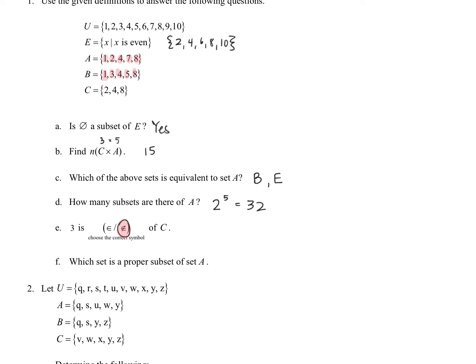And part F, which set is a proper subset of A? That means it has to have all of the same elements but fewer elements. Well, we already know E and B both have the same number of elements, so that cannot be a proper subset because proper subsets have to have fewer elements. And then U can't be it, so the only possibility is C. Then we just need to ensure that everything in set C is also in set A. So 2 is also in set A, 4 is also in set A, and 8 is also in set A. So everything in C is also in A, and it's also smaller. So C is a proper subset of A.